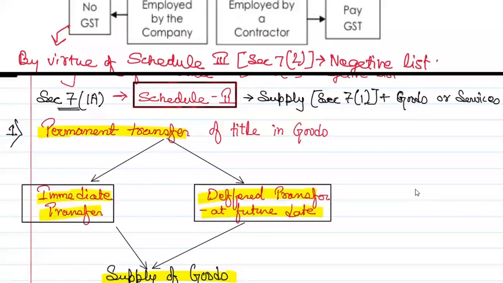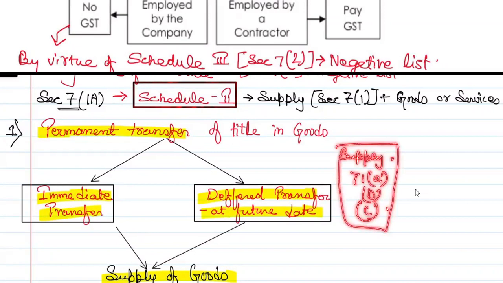Okay, then we move on to section 7(1)(a), which is Schedule 2. Why did Schedule 2 actually come? Once something has become a supply under section 7, maybe by 7(1)(a) or by (b), that is import of service, or those Schedule 1 entries, then the doubt was whether it is a supply of goods or of service. That has been clarified with the help of Schedule 2, which is 7(1)(a).